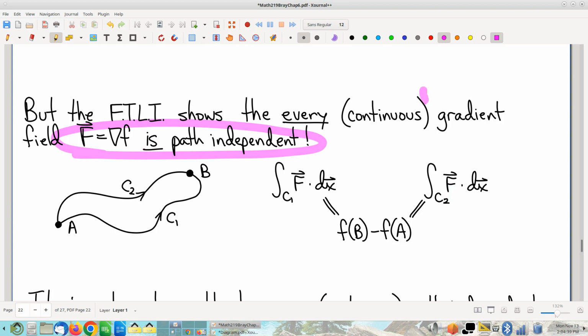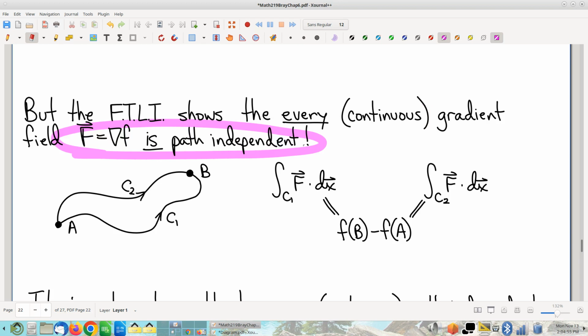I have to constantly put asterisks at this point. I don't want to get bogged down in regularity issues. That's not really what this class is about. Continuity is a sticky wicket on this. We do have to actually say continuous. Not anything we're going to need to worry about.